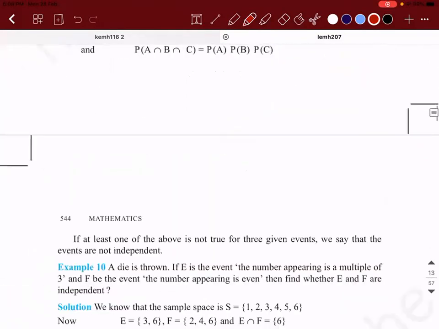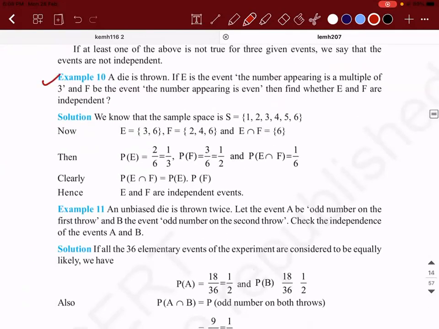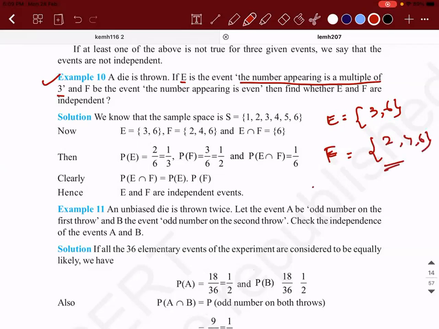So I'll do one last problem and we can wind up. A die is thrown. Event E: the number appearing is a multiple of 3. So when a die is thrown and you have a number which is a multiple of 3, I'll get 3, 6. And F is an event where the number appearing is even, that is 2, 4, 6. Then find whether E and F are independent.